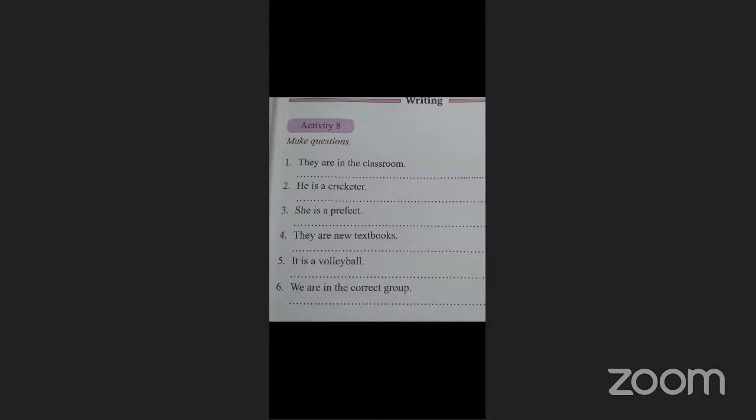Right. Look at the third sentence. She is a prefect. Is she a prefect? Yes. And at the end of the question, you have to put the question mark. Punctuation marks are very important, right? So once you finish the question, you put the question mark. Is she a prefect?